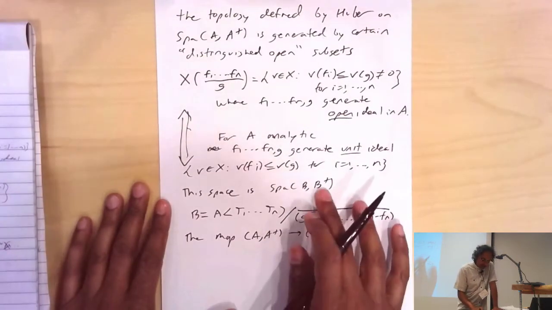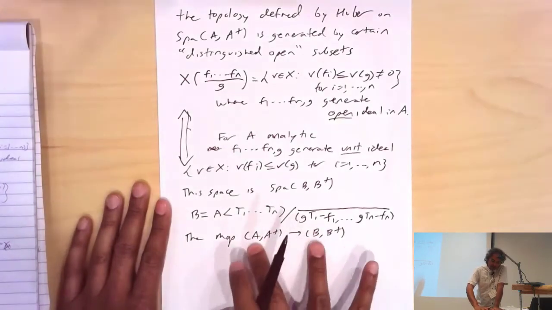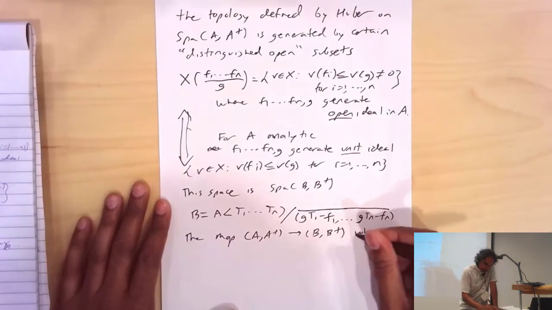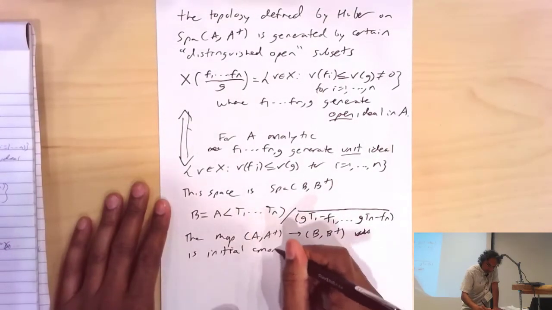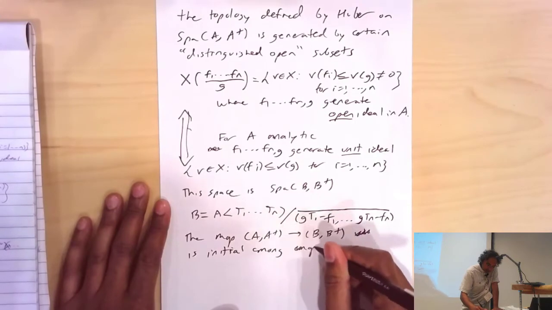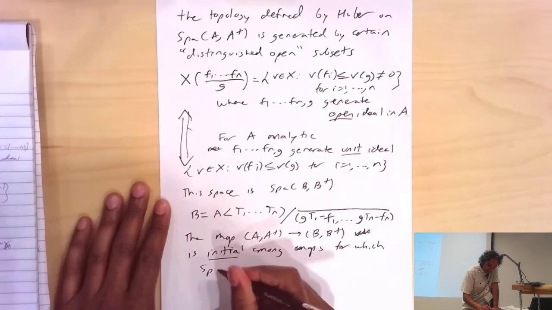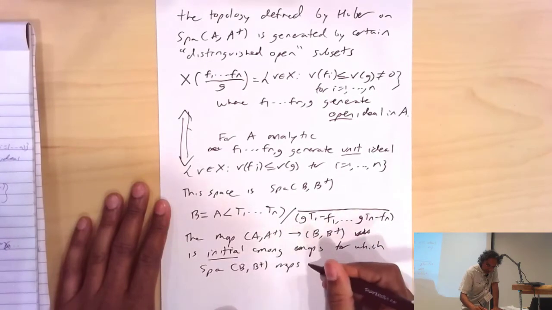So there is a certain B plus, and so there is a certain map from this pair to this pair, which has the property that it is initial among maps for which Spa(B, B plus) maps into this subset.